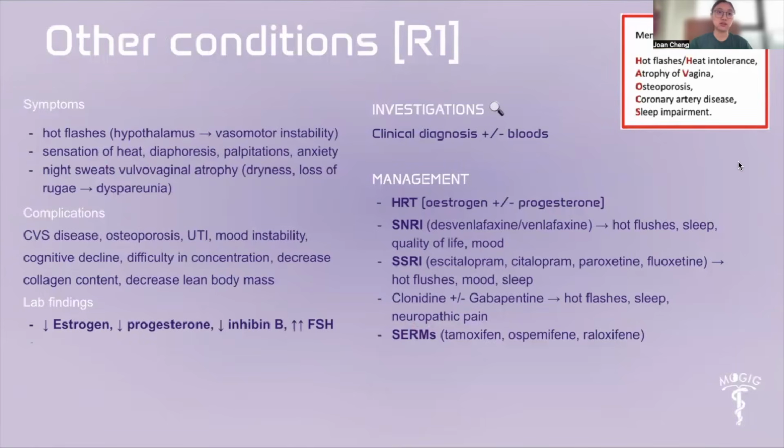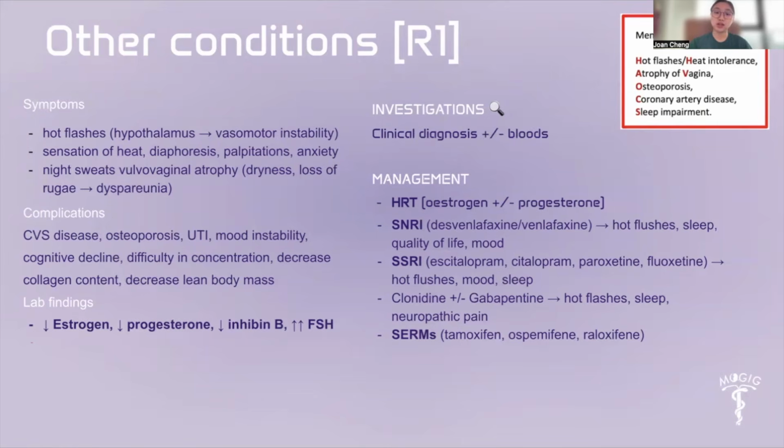So other conditions include your hot flashes. That's due to the hypothalamic instability, and you can have sensations of heat, diaphoresis, palpitations, anxiety, night sweats, vulvovaginal atrophy as discussed. Some complications of postmenopausal phase include CVS disease, osteoporosis, UTI, mood instability, cognitive decline, difficulty in concentration, decreased collagen content, and decreased lean body mass. The lab findings, so this is quite buzzwordy, would be a decreased estrogen, decreased progesterone, decreased inhibin B, and increased FSH. And menopause will be mainly a clinical diagnosis with some support from bloods.